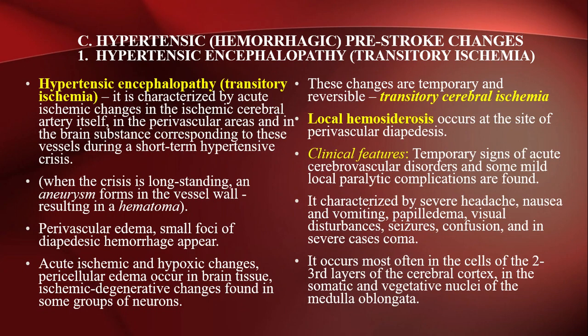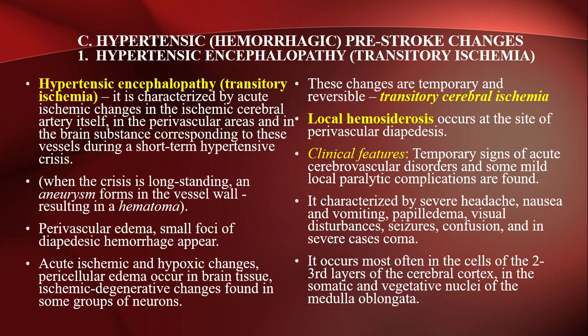When the crisis is long-standing, an aneurysm forms in the vessel wall, resulting in a hematoma. Perivascular edema and small foci of diapedesic hemorrhage appear. Acute ischemic and hypoxic change and pericellular edema occur in the brain tissue, with ischemic degenerative change found in some groups of neurons. These changes are temporary and reversible. We call this transitory cerebral ischemia. Local hemosiderosis occurs at the site of perivascular diapedesis.